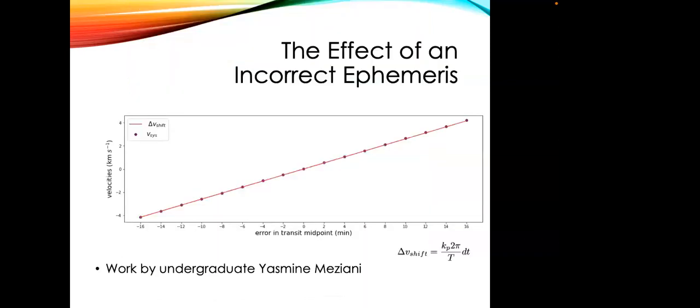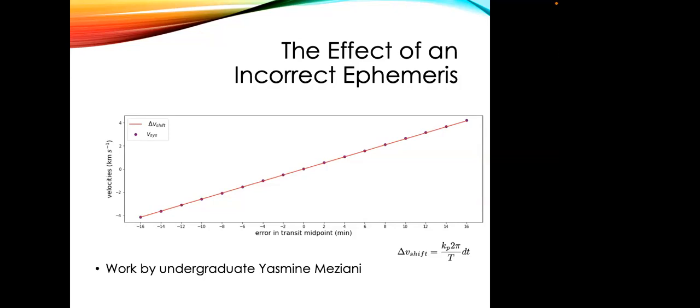Further work by Yasmin calculated what the velocity offset would be for a typical hot Jupiter. And if you're off by, say, 4 minutes, you could see velocity offsets around 2 kilometers per second. Again, the velocity information is very, very important here.